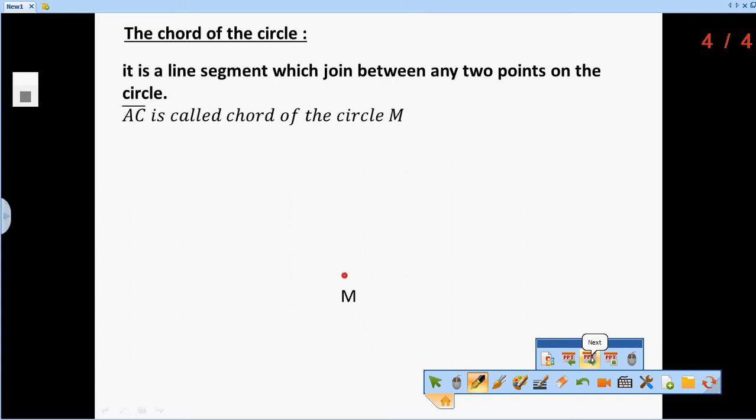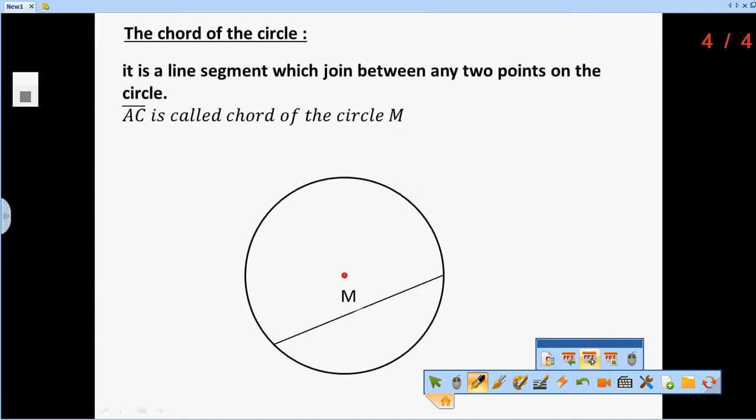It is a part of the circle, like the chord. What is the meaning of the chord? The chord of the circle is a line segment which joins any 2 points on the circle. If I have a circle M, and if I draw a line passing through 2 points on the circle, this line is called a chord of the circle M. A and C, AC is a chord.